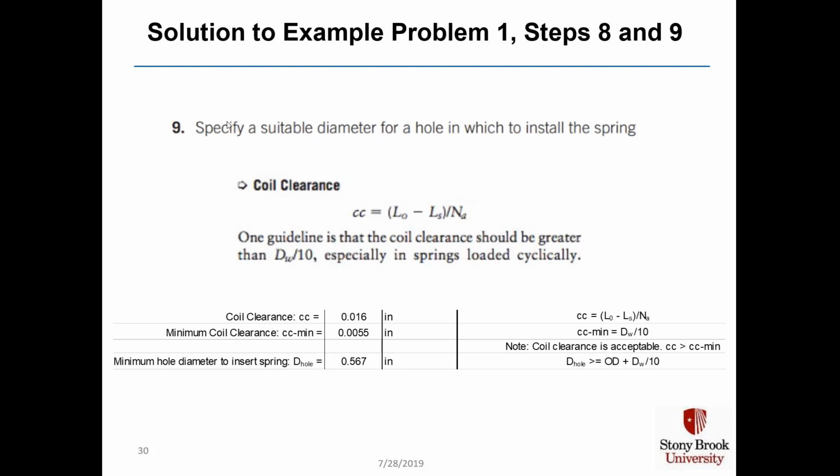In step 9, we specify a suitable diameter for a hole in which to install the spring. The coil clearance formula, CC, equals the difference between the operating length and the solid length divided by the number of active coils, which calculates to 0.016 inches. The minimum coil clearance, CC minimum, is equal to the wire diameter, 0.055 inches, divided by 10. That is 0.0055 inches. Therefore, the coil clearance is acceptable. 0.016 is greater than 0.0055. The diameter of the hole must be greater than the sum of the outer diameter of the coil plus the wire diameter divided by 10. And when we calculate that number, we get a minimum hole diameter to insert the spring of 0.567 inches.